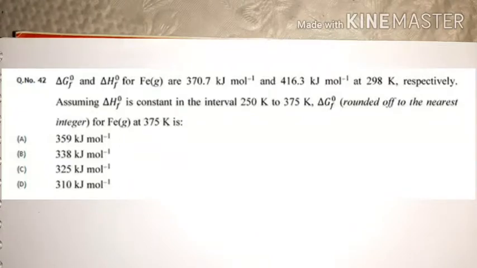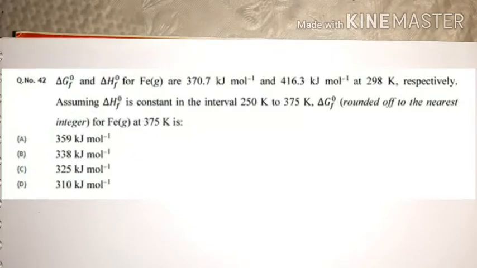Assuming delta H naught f is constant in the interval 250 Kelvin to 375 Kelvin, so delta G naught f, that is Gibbs free energy of formation, rounded off to the nearest integer for iron gas at 375 Kelvin is, and we have four options.